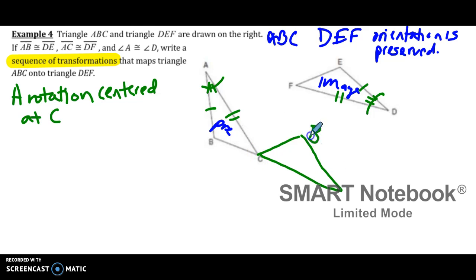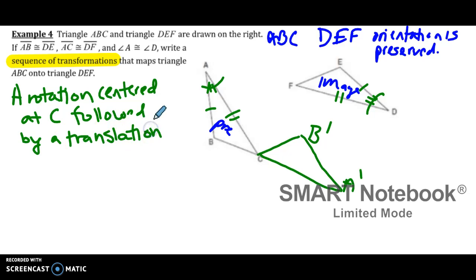And this would kind of be like my B prime and my A prime, for example. Followed by, okay, well now they kind of look like they're in the same direction. I just need this one to lie on top of the other, so I would have to slide it over. So a translation.